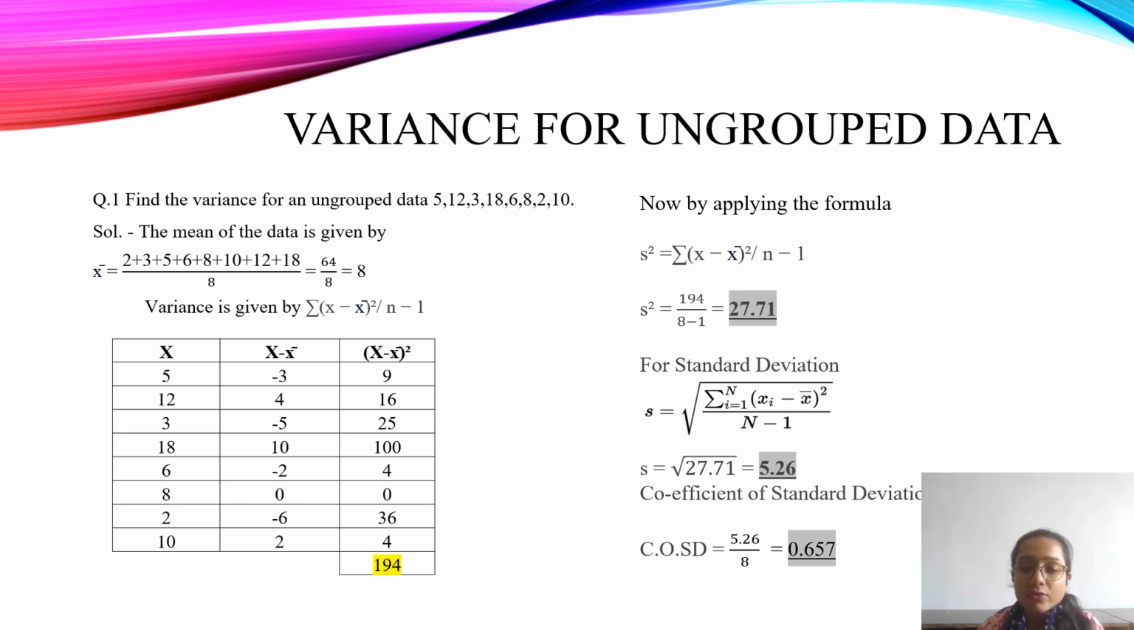After that, again, you have to calculate the coefficient of standard deviation. The formula is standard deviation divided by mean. After applying the formula, you will get 0.65. That is your coefficient of standard deviation.